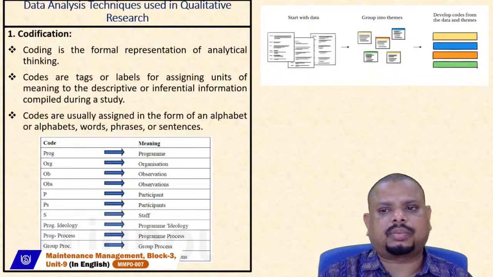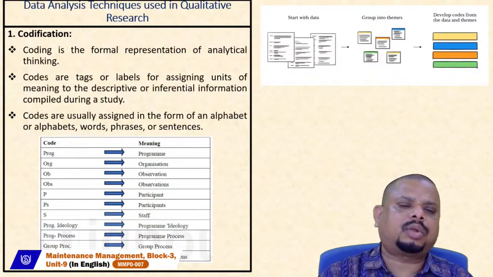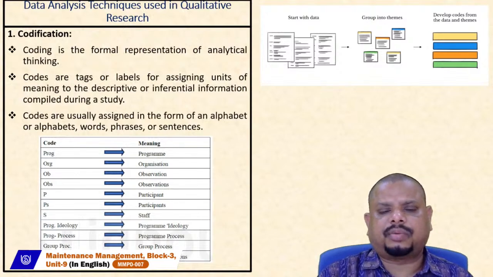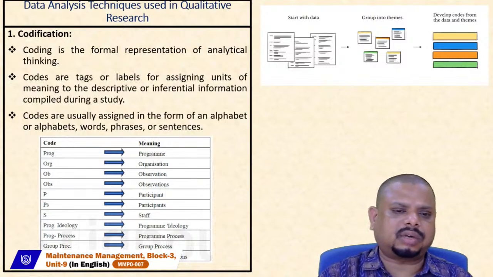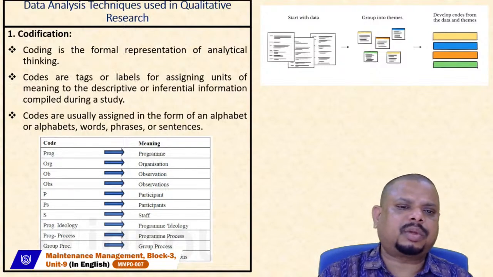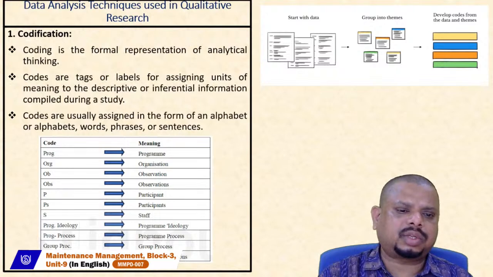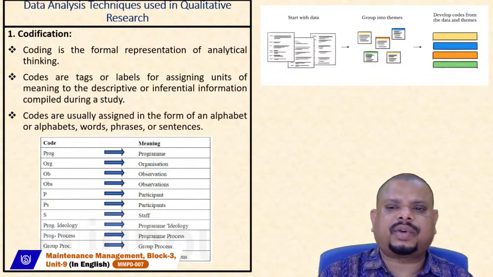So let's understand from another point of view. Whenever you start codification, start with the data, then group it into themes and provide different colors to the themes. For example, you have classified data with reference to a class which consists of a large number of male and female students. Depending upon the male and female students, you have to provide different color coding. So let's take an example of an organization which consists of four or five varieties of machines.